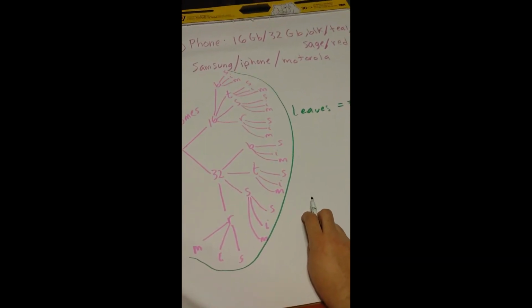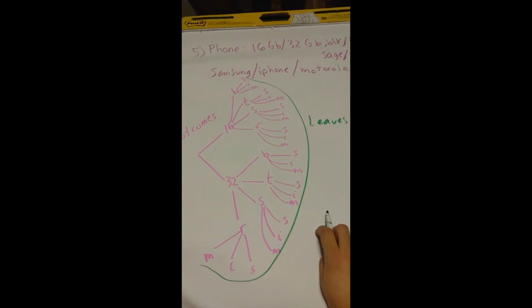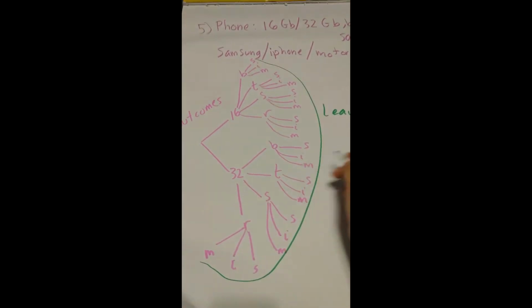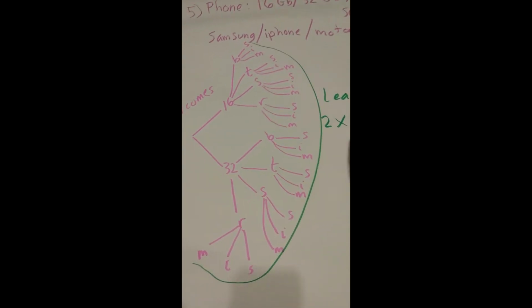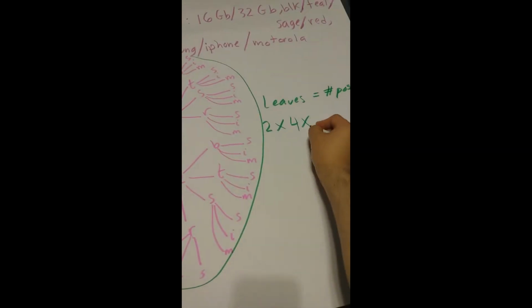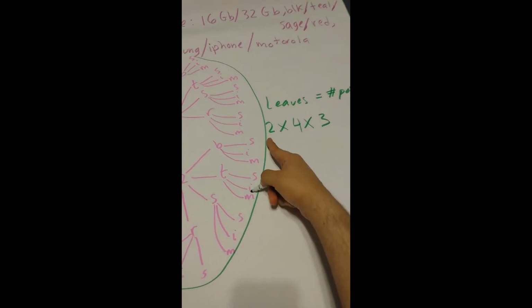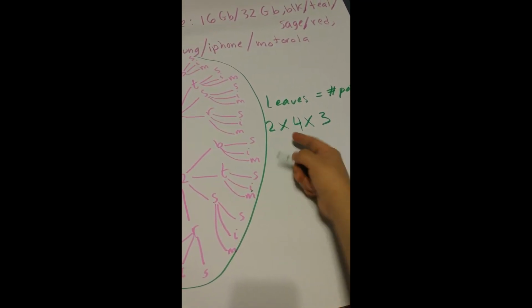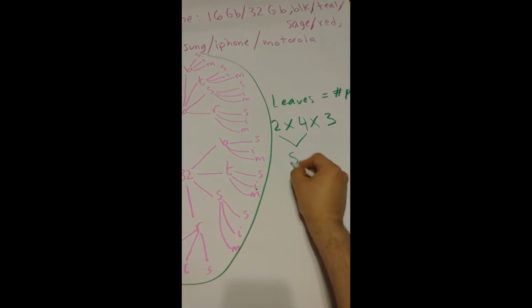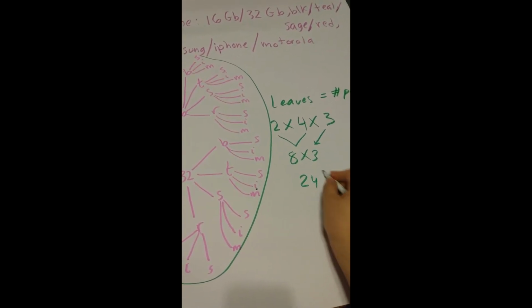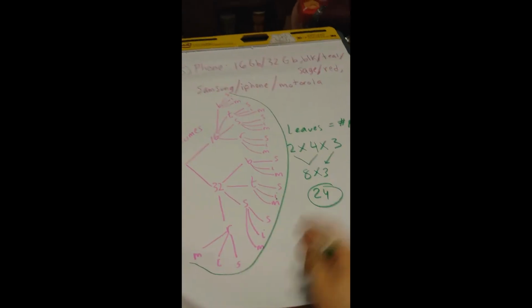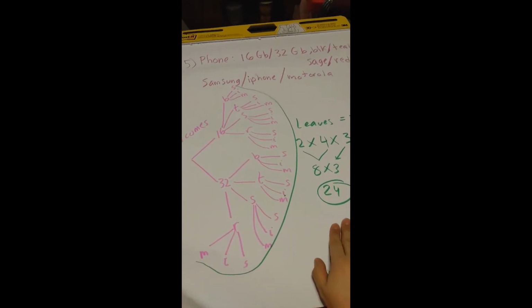Well, how many are there? Yes, I can count them, but let's use the counting principle. How many types of hard drives are there? Well, there's 2 sizes. How many colors? 4, from 3 different models. So we need 2 times 4 times 3. This part right here is 8. Drop down the 3. That is 24. So there's 24 possible phones that you can choose from, which is a wide variety.